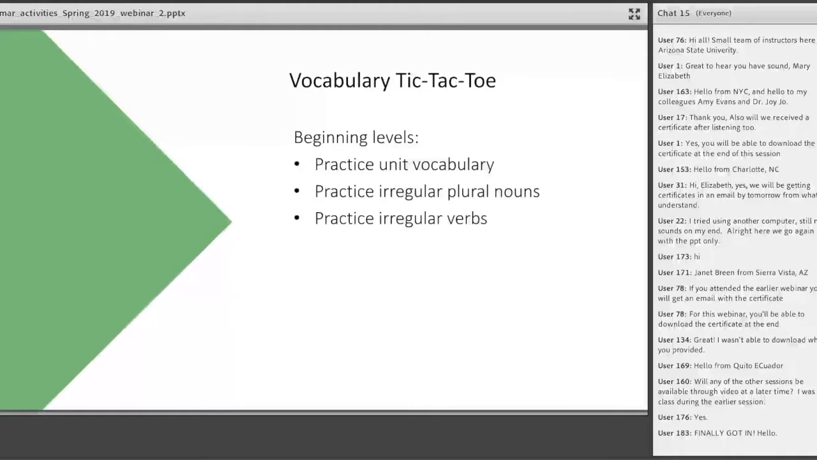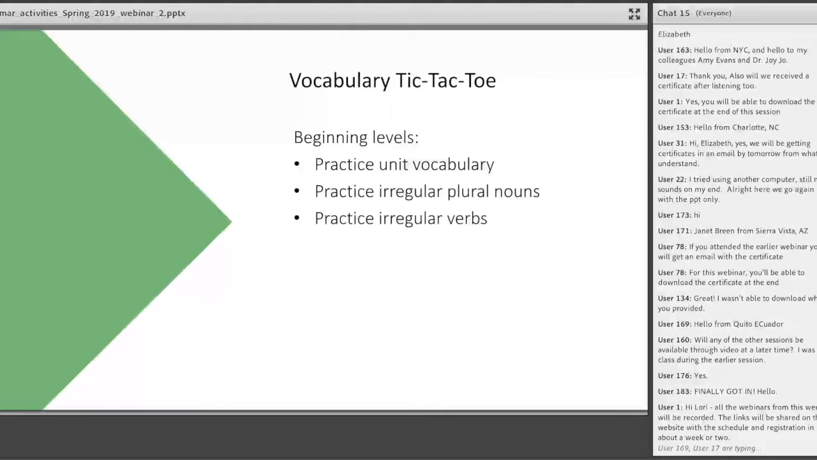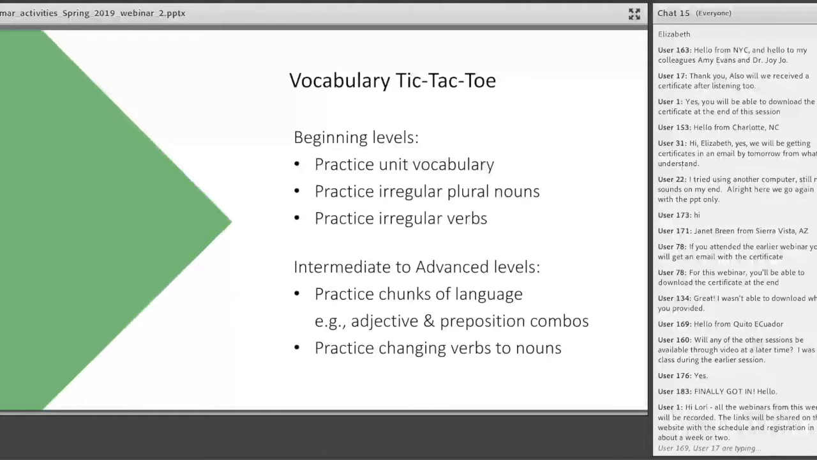We can practice irregular plural nouns. We can practice irregular verbs. And we could also, of course, practice the regular ones of nouns and verbs, but the irregular ones usually need a little bit more practice than the regular ones. So this is a fun way to do this. And this is for a beginning level.